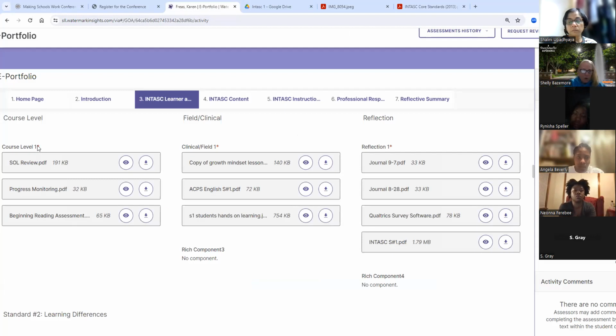this. You have under course level, your essential knowledge ones, they're going to go 1, 2, 3. Under clinical field, which is your internship, you're going to have your 3, boom, boom, boom.